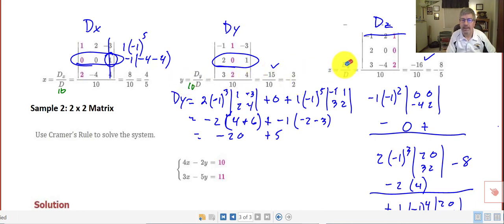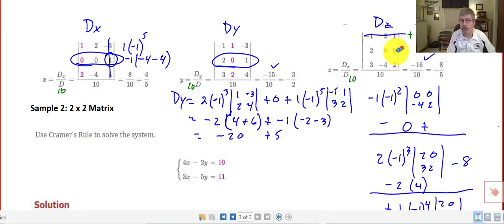And finally, calculating z. My denominator is still 10. That hasn't changed. D sub z is another 3 by 3 matrix carried over from earlier. I'm going to expand this across the first row. So my signs here are going to be positive, negative, positive. Expanding across the first row, my coefficient here is negative 1. It's got to be positive, so negative 1 squared. And then my remaining matrix is 0, 0, negative 4, 2. So this all is going to be 0.